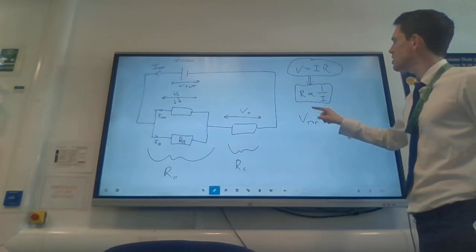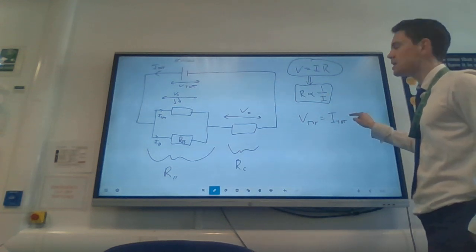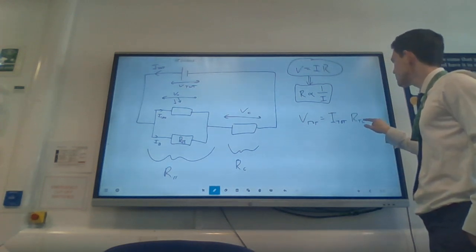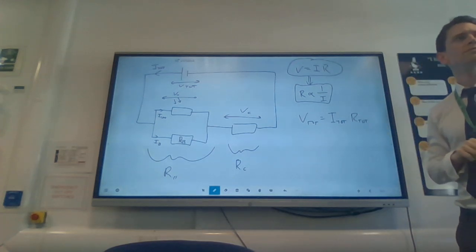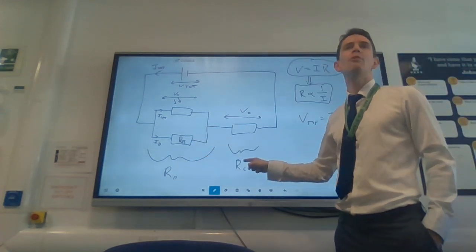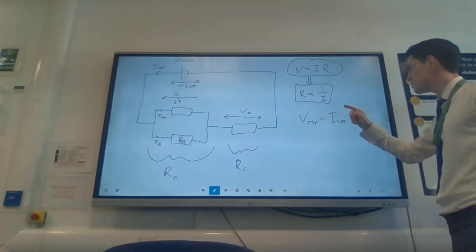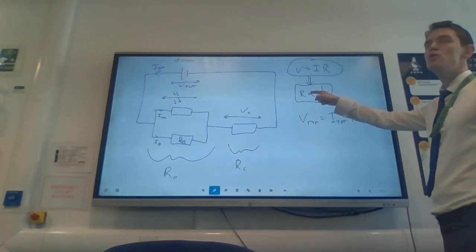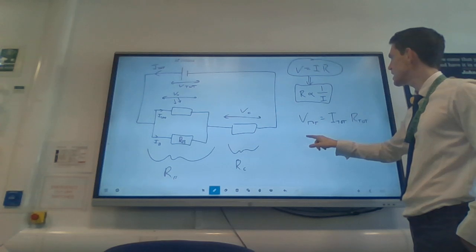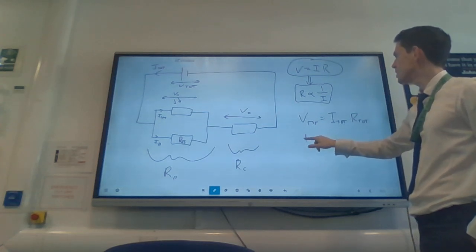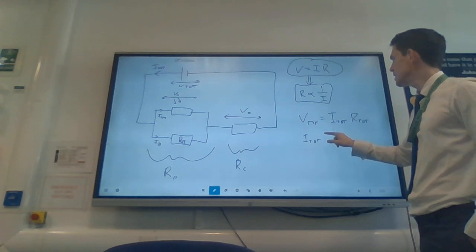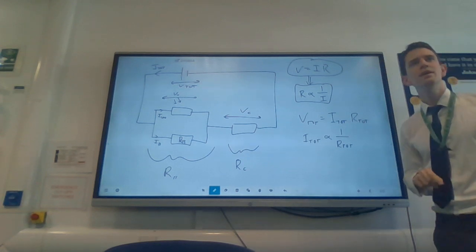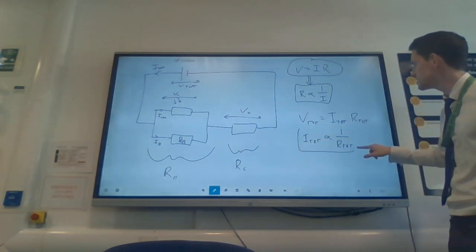So first of all, V tot is equal to I tot times what? R tot. What's R tot? It's going to be that one plus that one. Okay, so if V tot is equal to that, and this is constant, what relationship can we draw out? We can draw out this kind of one. So we can say I tot is proportional to 1 over R tot. Happy? So that's the key relationship. We might note that down.